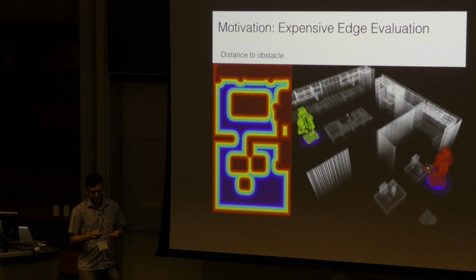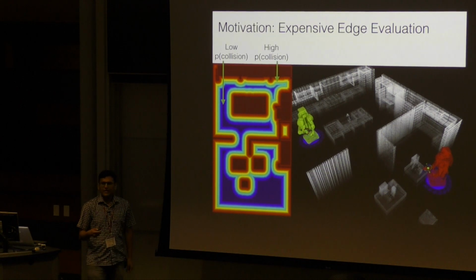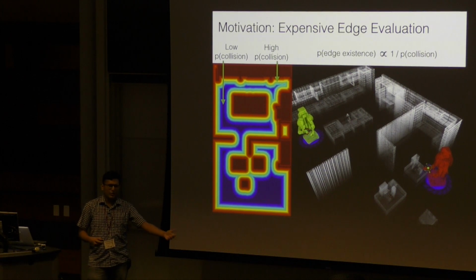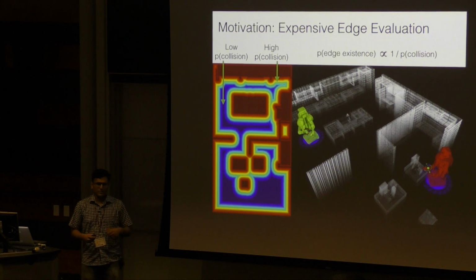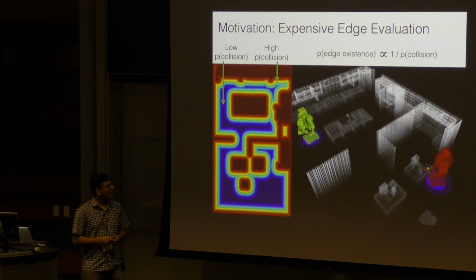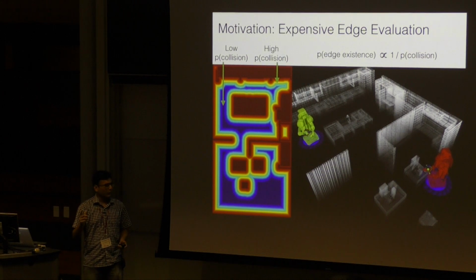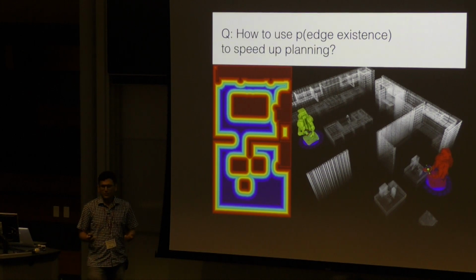And then these probabilities of collision are directly related to the existence probabilities of those edges. Now, if there's a high likelihood of collision, then the probability of that edge being existent in the graph is very small. Now, one thing which I want to make clear is that these collision probabilities are not execution probabilities. These are probabilities or priors for the edge existence. We can always run full collision checking and find out if that edge is actually present. But somehow we want to now make use of these edge existence priors to speed up planning.